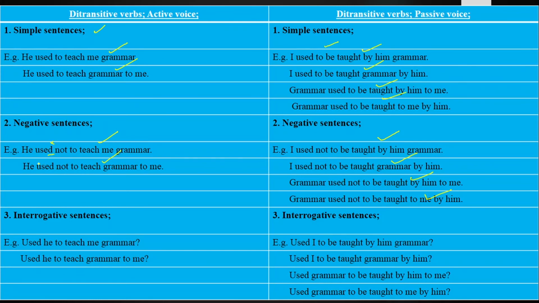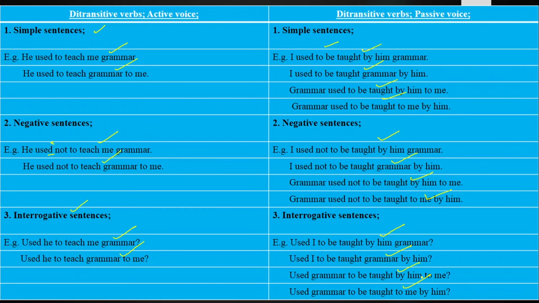Next we have got the interrogative sentences in which we ask questions. Used he to teach me grammar? Used he to teach grammar to me? Used I to be taught by him grammar? Used I to be taught grammar by him? Used grammar to be taught by him to me? Used grammar to be taught to me by him?